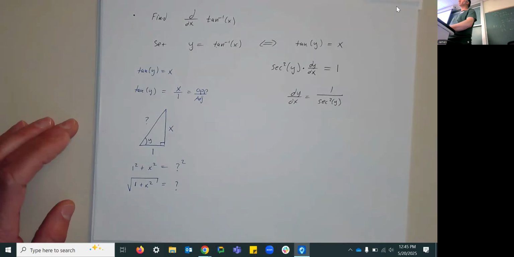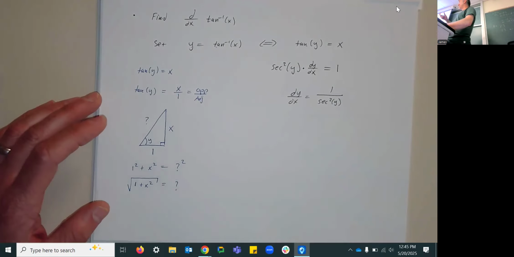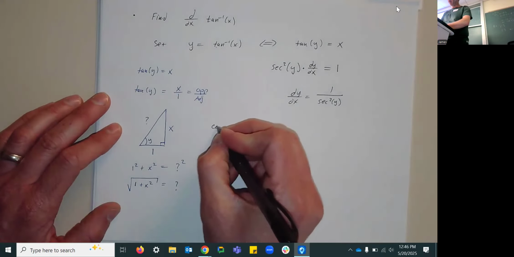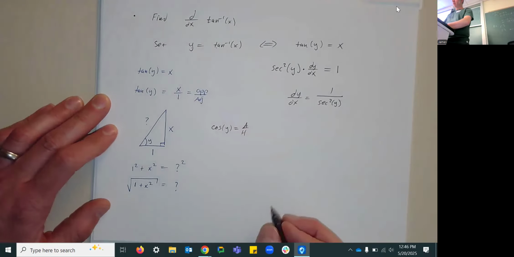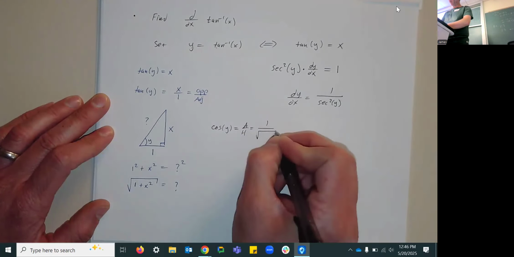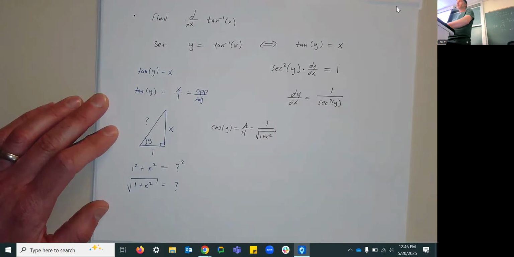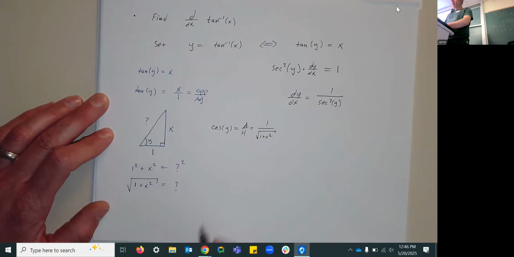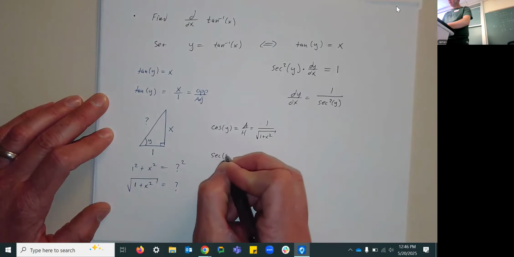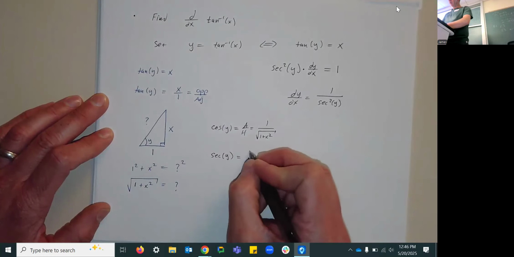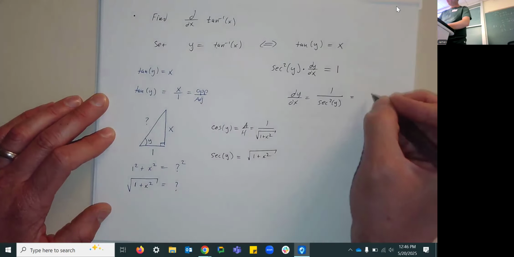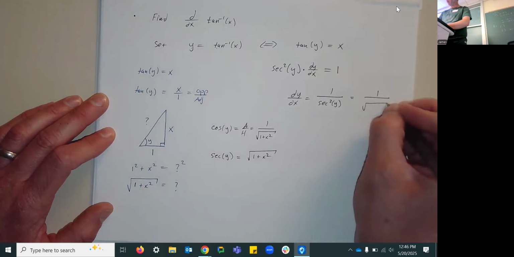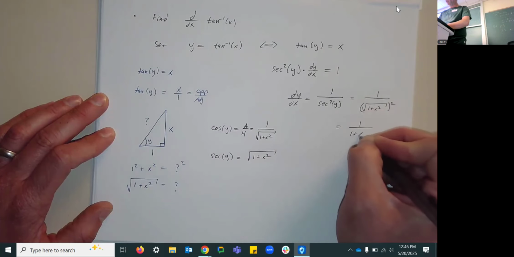I never remember what secant is. I know that cosine is the reciprocal of secant. I know that cosine of y is the adjacent over the hypotenuse, which in this case is going to be 1 over the square root of 1 plus x squared. Right? Yeah, that's right. So then secant of y is the reciprocal of cosine. It's going to be the square root of 1 plus x squared. So then secant squared of y should be the square root of 1 plus x squared, squared, which is just 1 plus x squared.